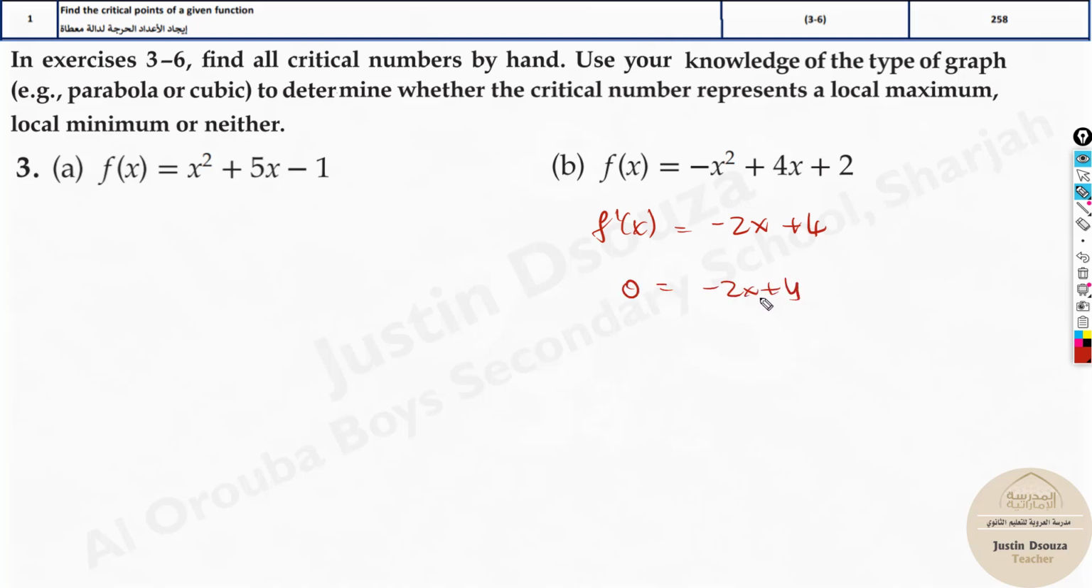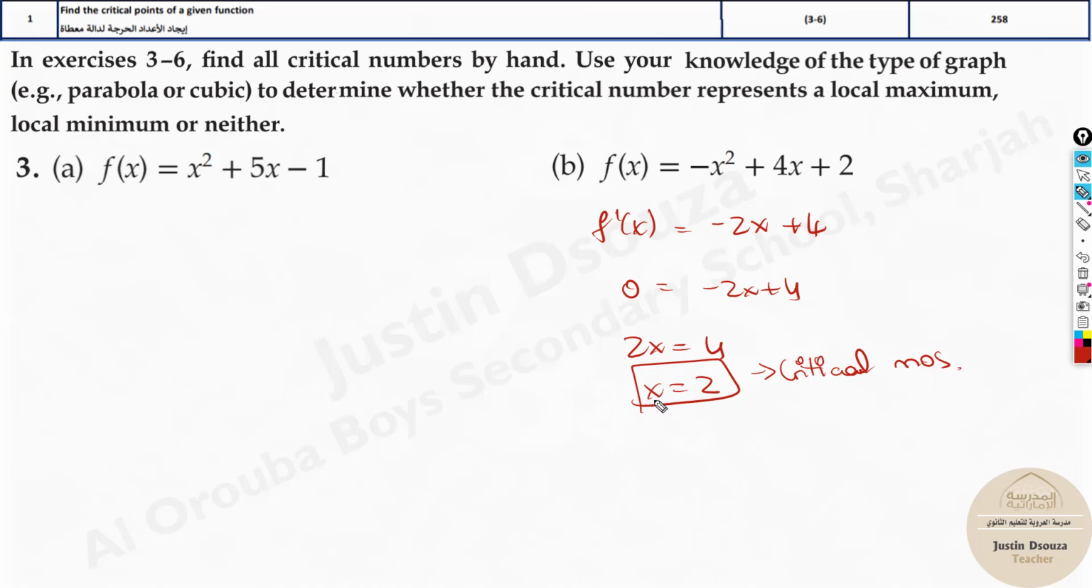Minus 2x plus 4 equals 0. You can take minus 2x to the other side. It becomes plus 2x equals 4, so x is equal to 2. We have found the critical number. This is the critical number. But we don't know whether it's the maximum point or minimum point or what it represents.